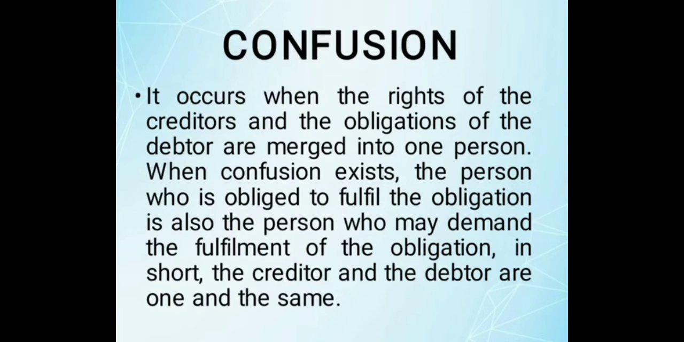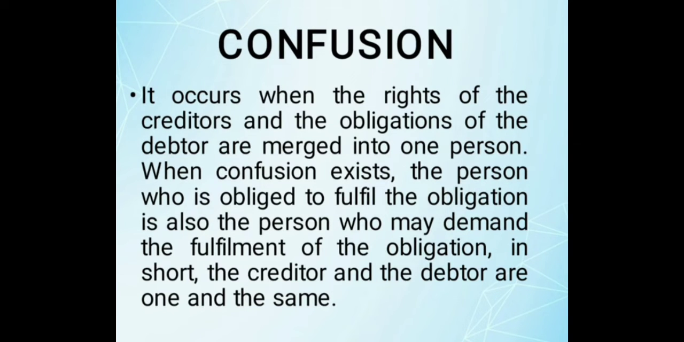It occurs when the rights of the creditor and the obligation of the debtor are merged into one person. When confusion exists, the person who is obliged to fulfill the obligation is also the person who may demand the fulfillment of the obligation. In short, the creditor and the debtor are one and the same.